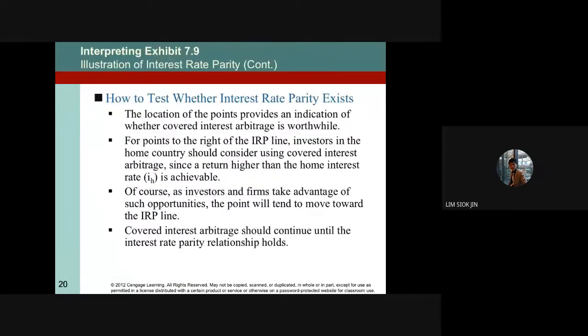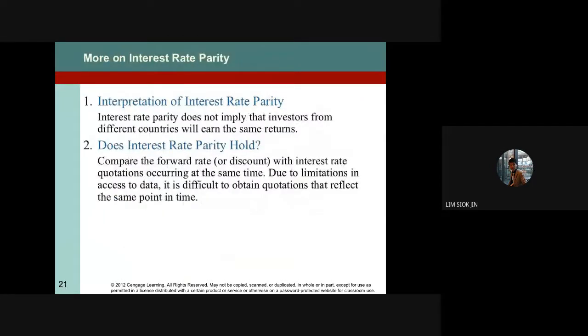So what else may affect interest rate parity, and all these things that we have considered, is it enough? So interest rate parity does not imply that investors from different countries will earn the same return. That's one. Does interest rate parity hold? For this, you have to do research and explain whether in a real case scenario, real life, does interest rate parity hold? Or is there arbitrage? Okay? If it holds, means there is no arbitrage.